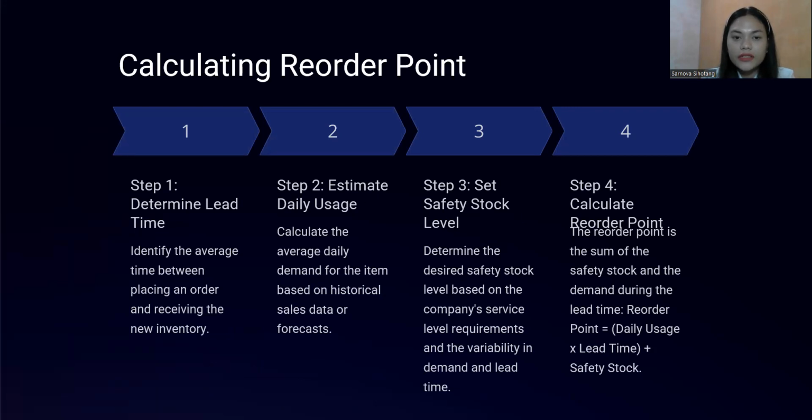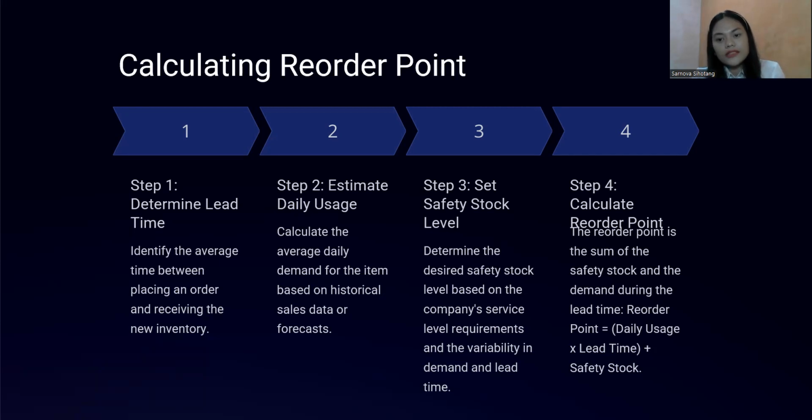Calculating reorder point. Step 1. Determine lead time. Identify the average time between placing an order and receiving the new inventory. Step 2. Estimate daily usage. Calculate the average daily demand for the item based on historical sales data or forecast. Step 3. Set safety stock level. Determine the desired safety stock level based on the company's service level requirements and the variability in demand and lead time.